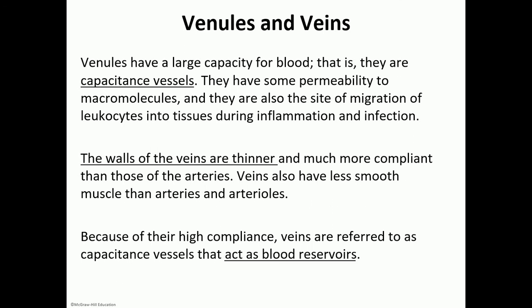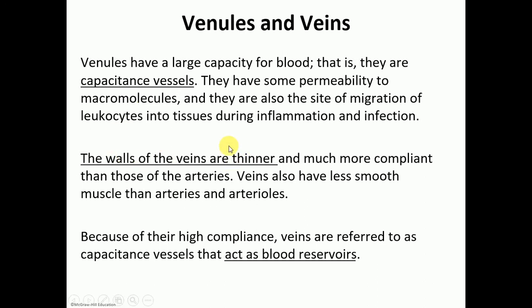Now moving on to venules and veins, these are known as your blood reservoirs. Most of the blood at any given time at rest is going to be in our venules and in the venous system. They are known as capacitance vessels. They are highly permeable, and this is how white blood cells, for example, are able to migrate in when there's an area of inflammation or an area of infection.